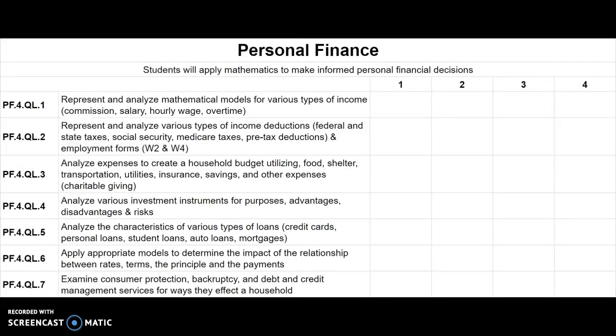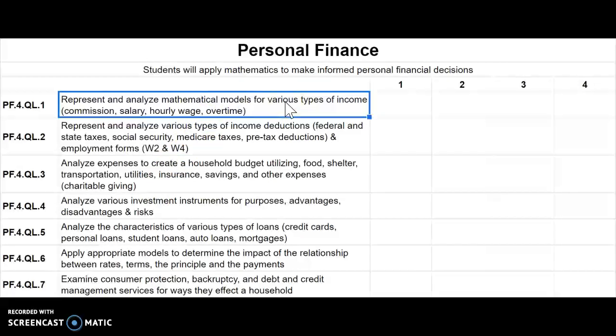All right, so first off, if we start with this first piece of the rubric, it says represent and analyze mathematical models for various types of income. Well, in the game that we're playing, you have a salaried position because your income is the same. It's that $16.08 every single 2 weeks. So you can do it that way. You could also put in some different graphs for what it would look like at different wages, all right?